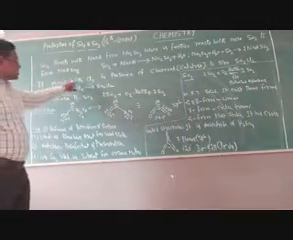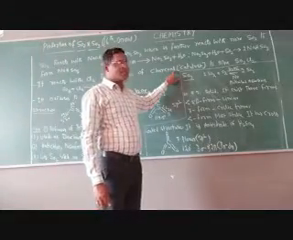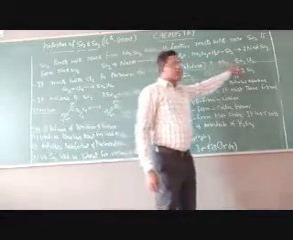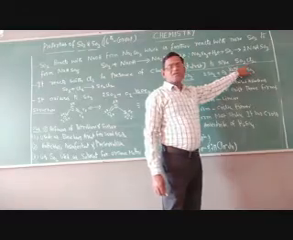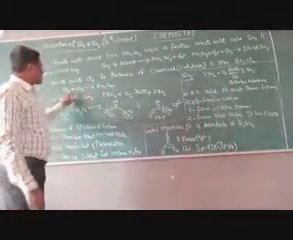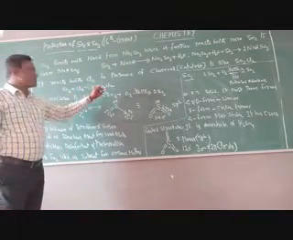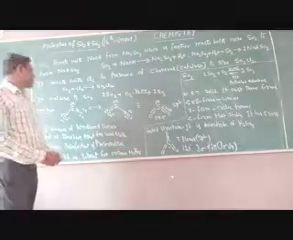Next, it reacts with chlorine in the presence of charcoal, which acts as a catalyst, to give SO2Cl2, that is called sulfuryl chloride. So the reaction is SO2 plus Cl2 gives rise to SO2Cl2. This is called sulfuryl chloride.